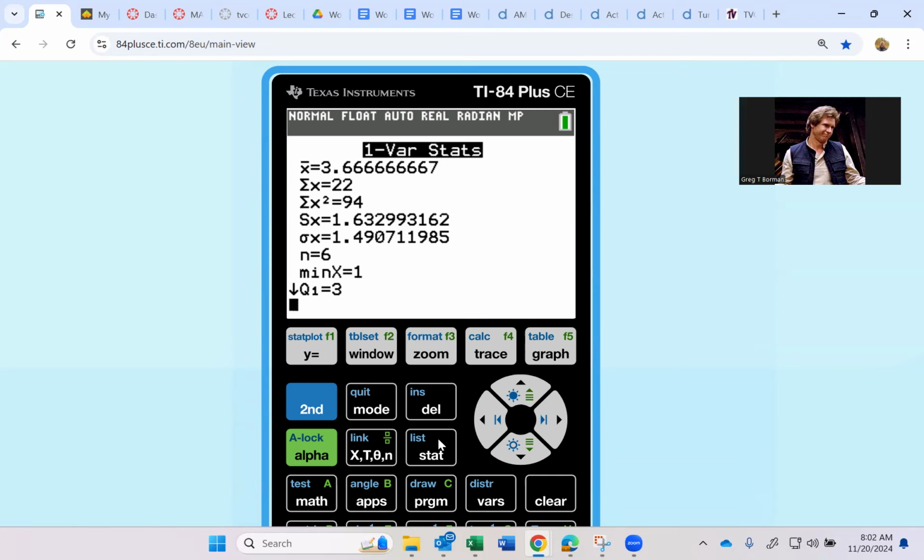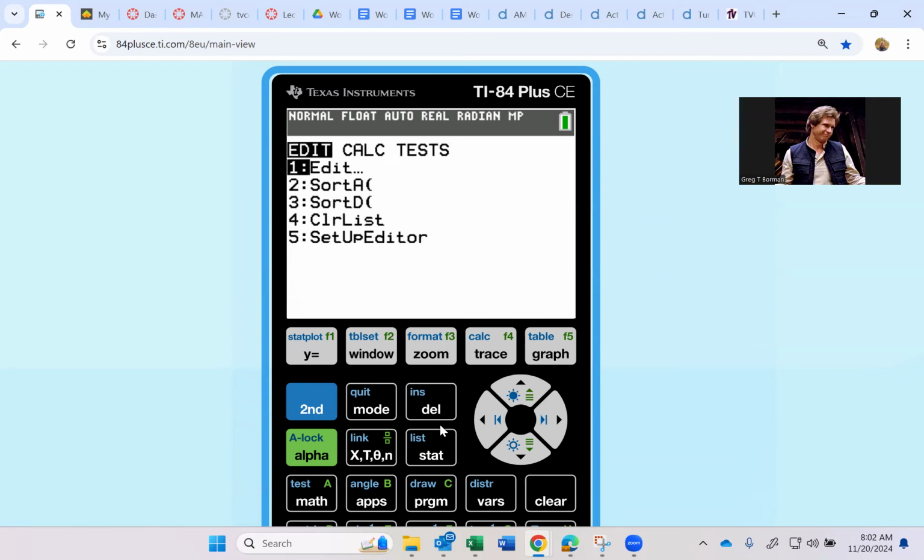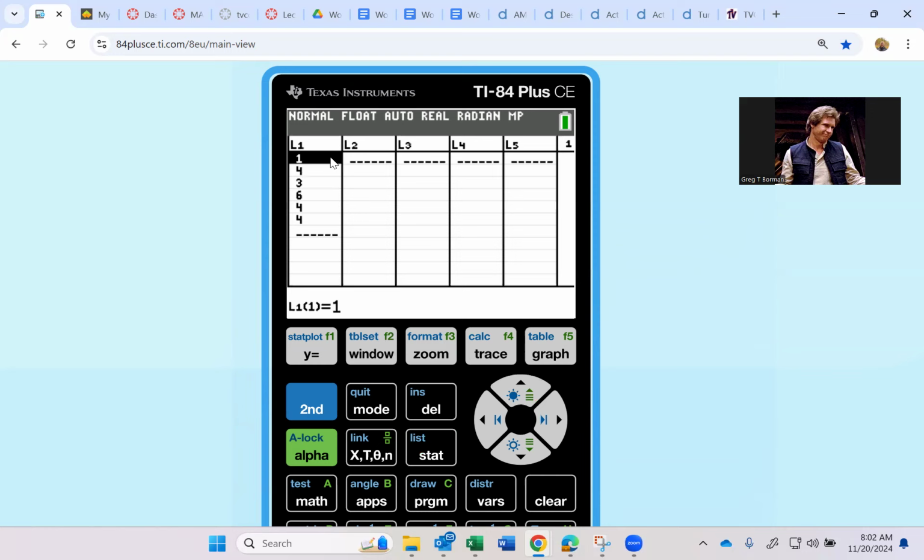So if we go back to stat enter, we can see there were L1 of 6. There are 6 numbers there, just like it told us. If you add them up, you get 4, and 4 and 6 is 14, 14 and 7 is 22. Yep, that's correct.